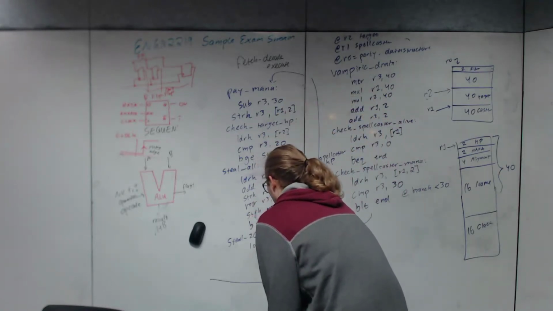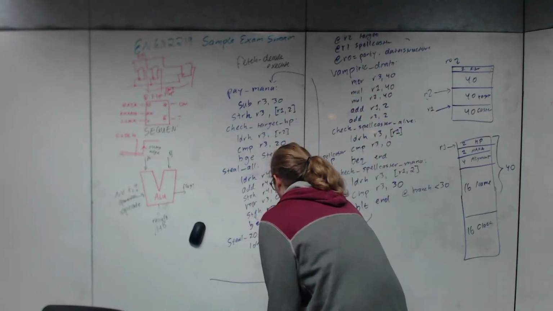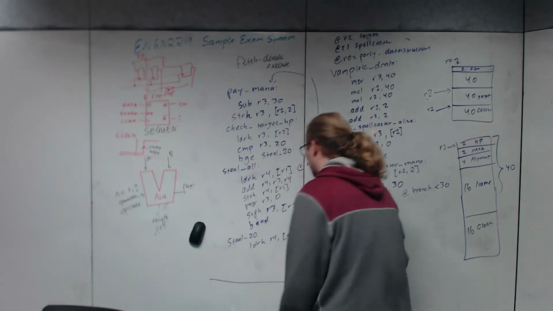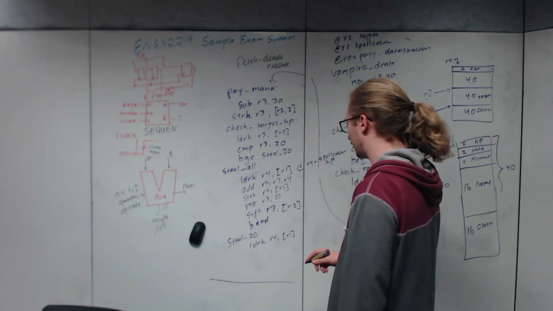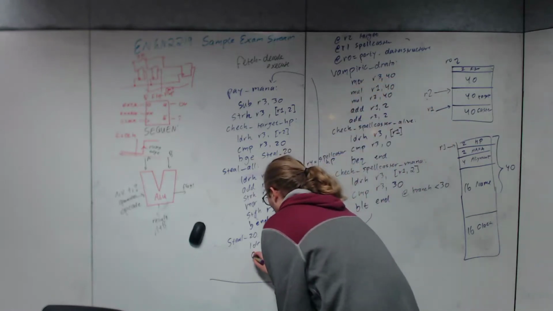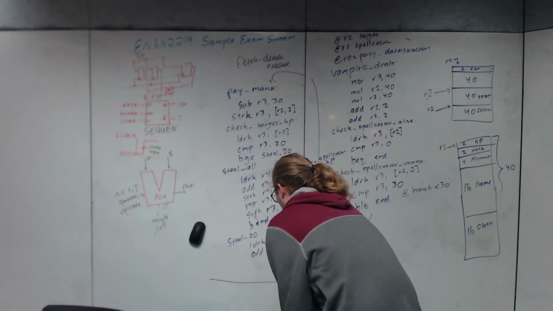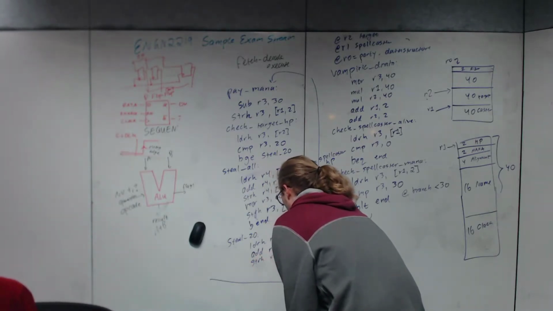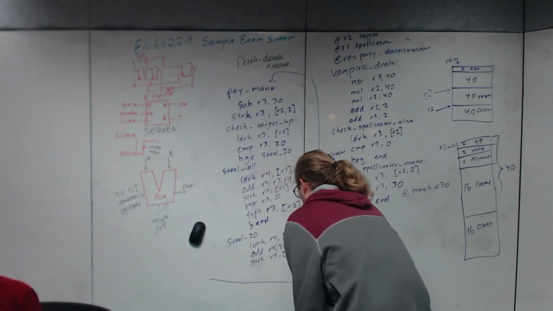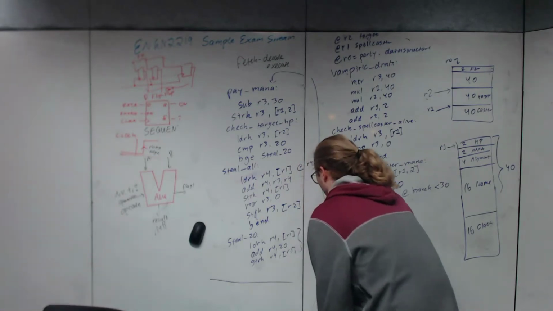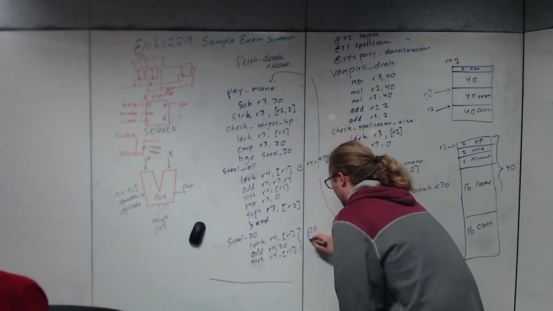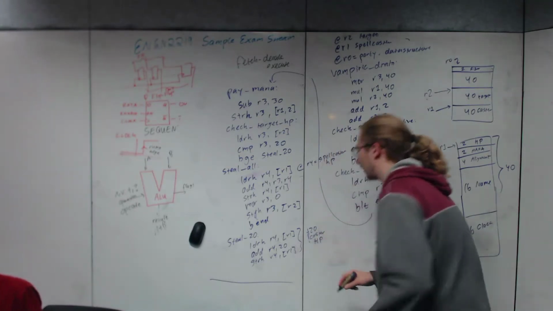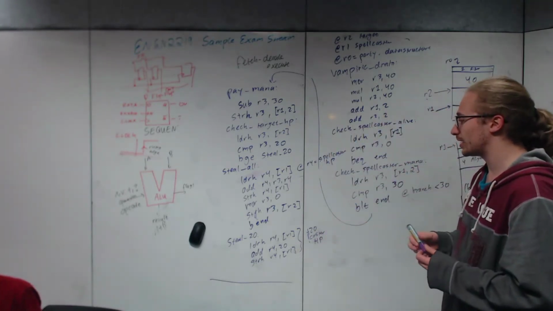So LDRH into R4 with R1 points, which is the spellcaster HP, and then add 20. Add R4 20, STRH R4 R1. So all this section does is basically plus 20 caster HP. And then I want to minus 20 from the target's HP.